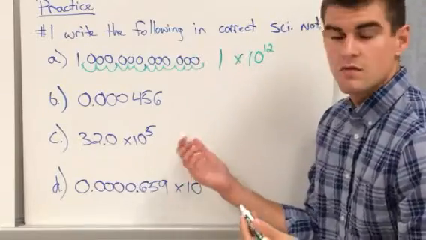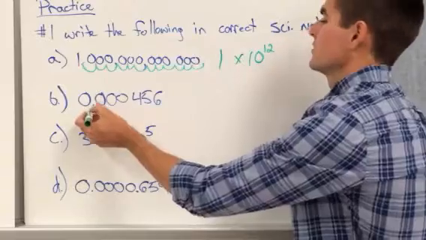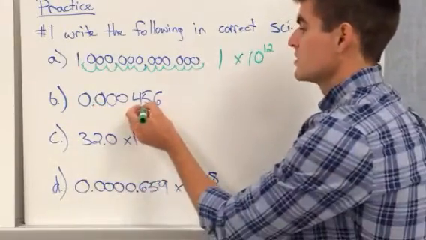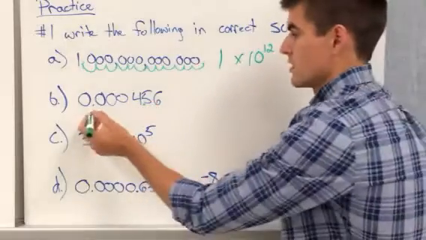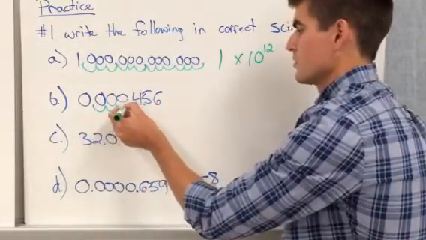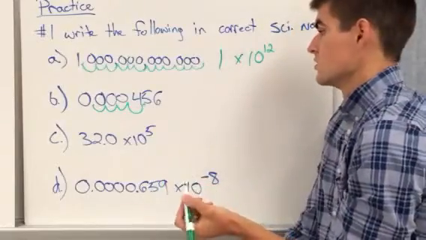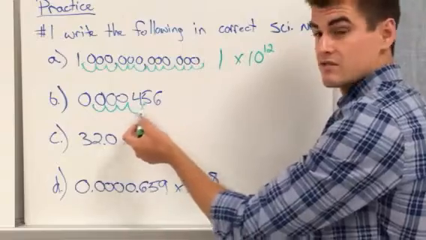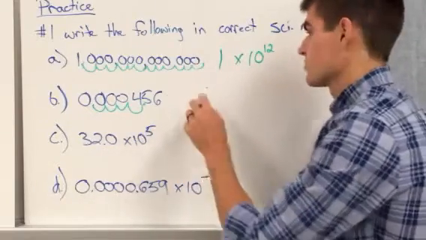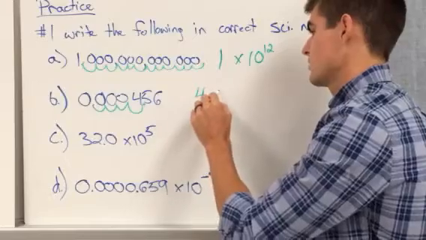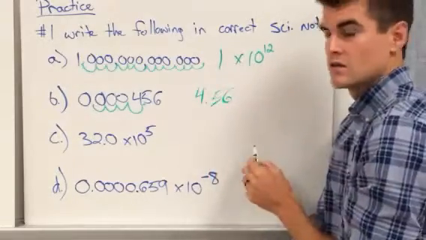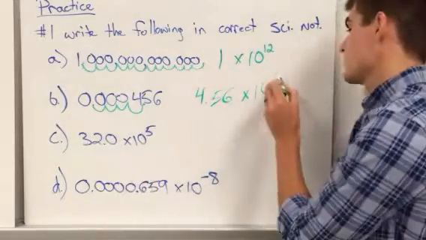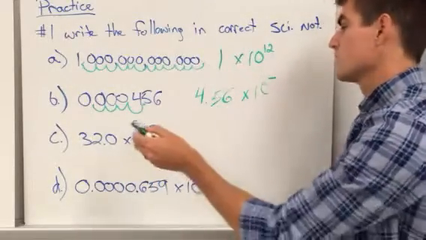Letter B, same thing. Find your decimal, found it. I want to get it so I have one non-zero digit to the left, so I want to move it here. How many spaces is that? 1, 2, 3, 4. For sig figs, I look at it and I have 3 sig figs, so I want my answer to show 3 sig figs. 4.56 times 10, like always. And I moved it right this time, so the exponent is going to be negative. I moved it right 4 spaces.